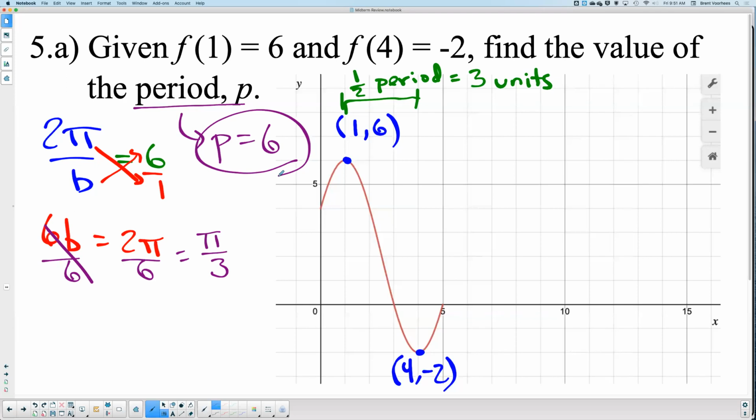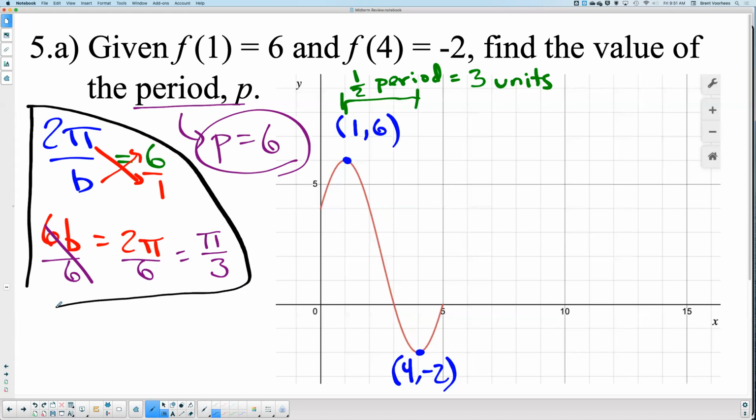Okay, b, what we found there, is not the period. We didn't have to do that. This was doing math before thinking. That b is not the period. Was that required? No, not for this problem. It's a value in the equation, but it's not the period. So what was our period? 6. That's our true answer.